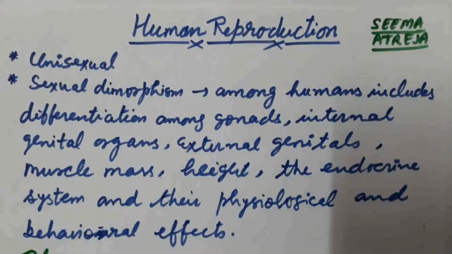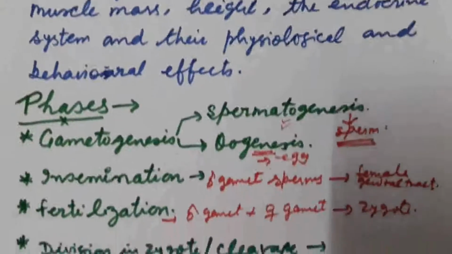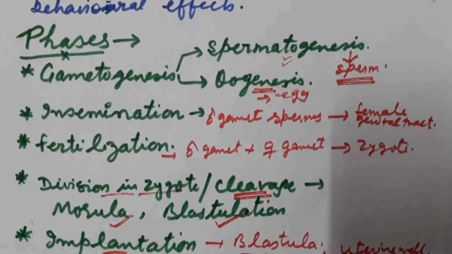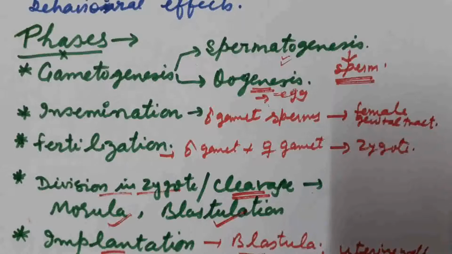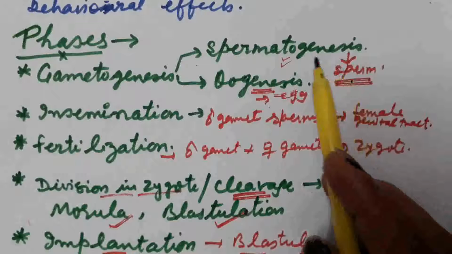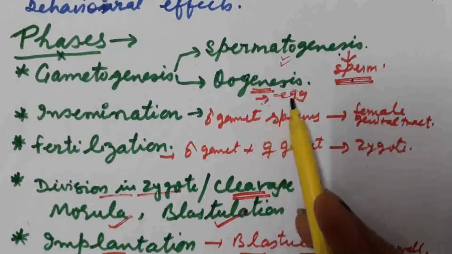Before understanding the concept of human reproduction, we need to understand the different phases one by one. Later on we will explain these phases in detail. First phase is gametogenesis. What do you mean by gametogenesis? That is the formation of gamete. In case of male, it is known as spermatogenesis, that is the process of formation of male gamete, sperm. And in case of female, it is the process of formation of female gamete, egg.